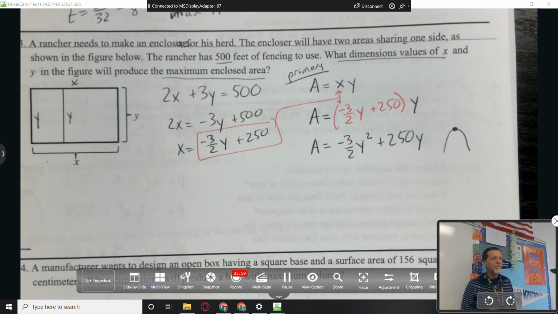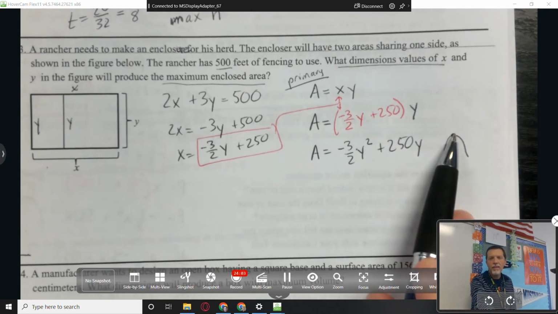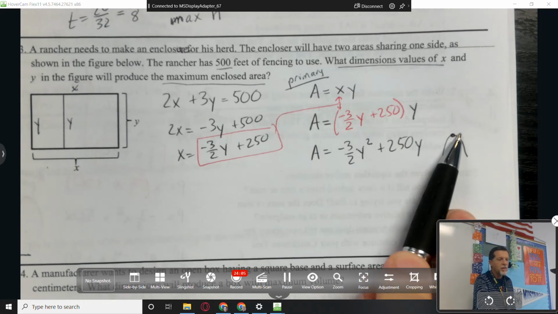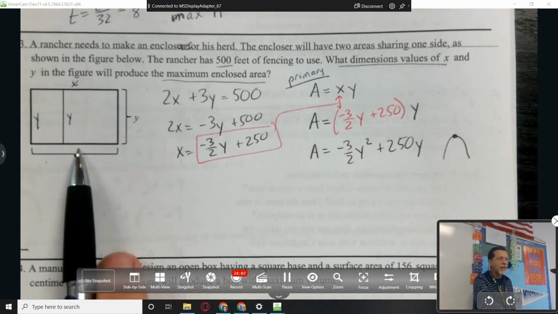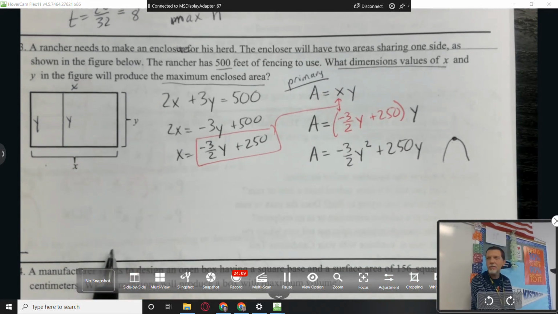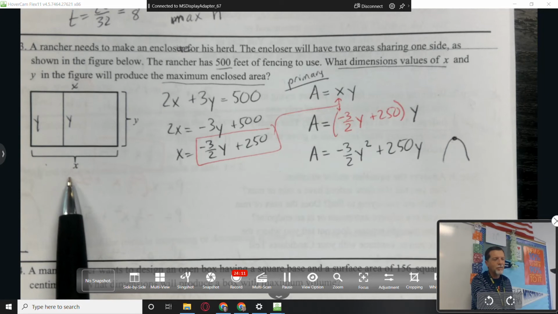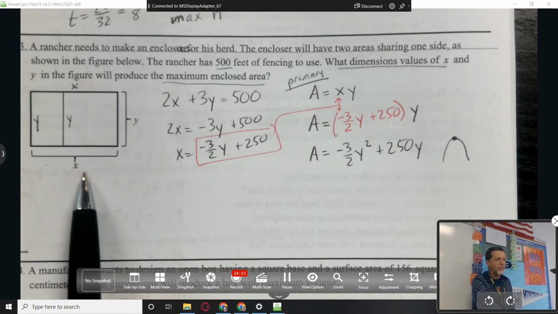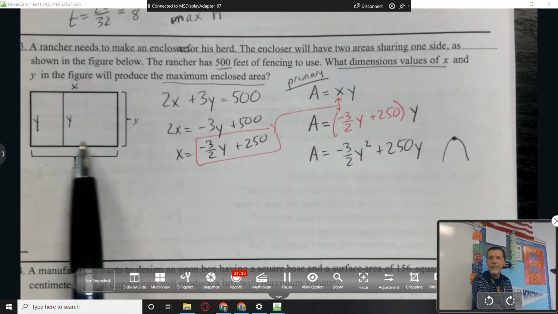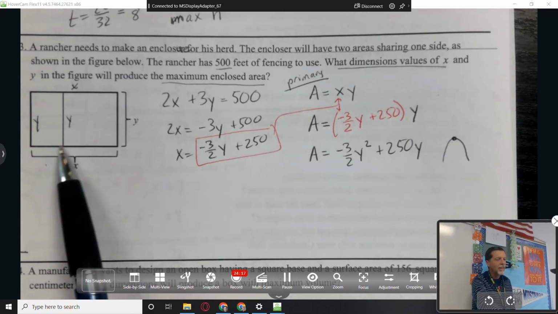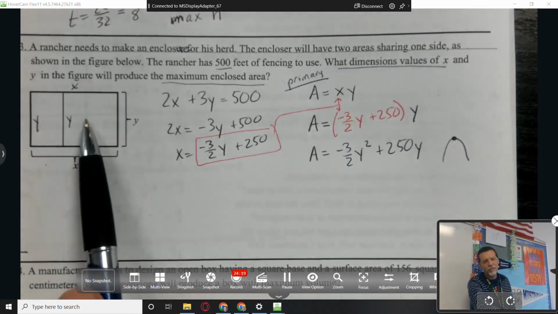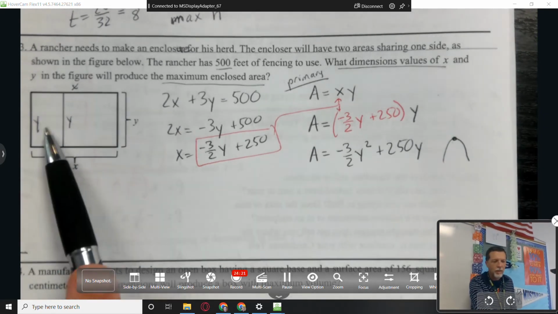This one does have endpoints. We don't really have to worry about them because we know we're going to hit at the vertex here. But you just be careful on some of these word problems. You can solve them all out and get X equals negative 12 as an answer, and you're like, wait a minute, I can't have negative 12 fence length. So mathematically you can get answers that don't really make sense. So make sure you're paying attention.